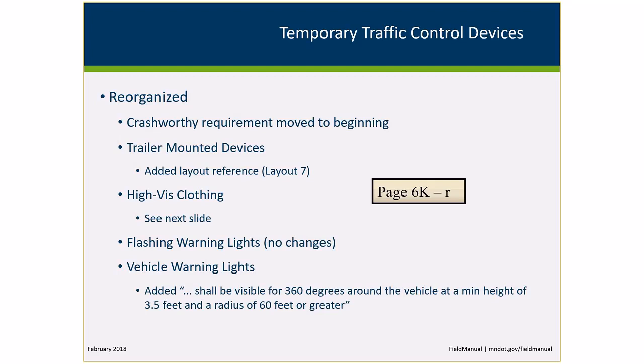So this gives you clarity about where the vehicle warning lights need to be. A single beacon may not be appropriate depending upon the height of the vehicle. You may need to have more than one light on the vehicle in order to meet this. But it's crucial that people be able to see that vehicle, and that's what that warning light is for.